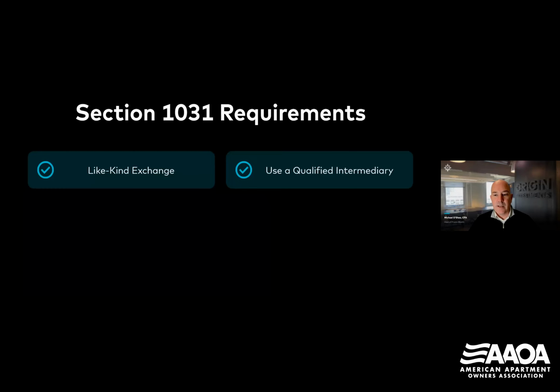The other side of it is that you have to use a qualified intermediary. This is an escrow agent that's going to hold the cash for you during the 1031 exchange process.